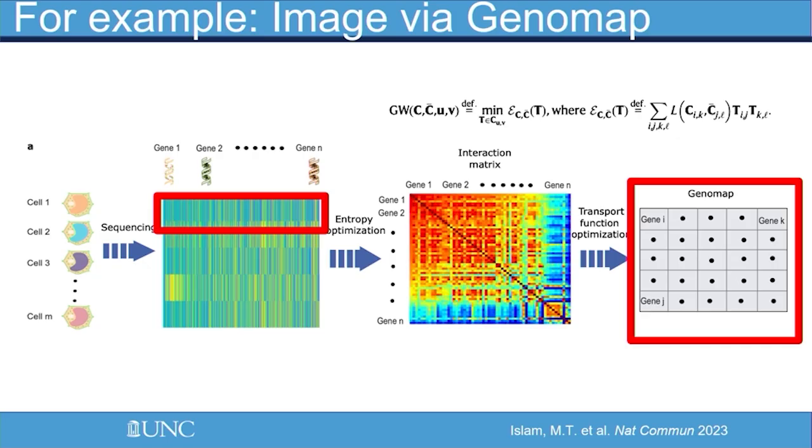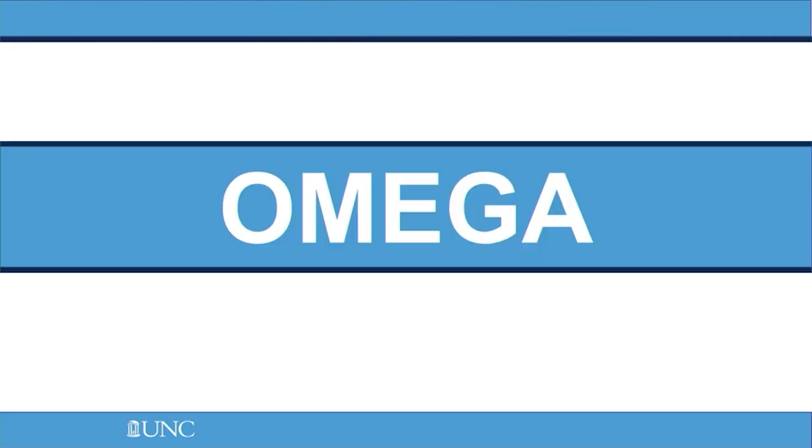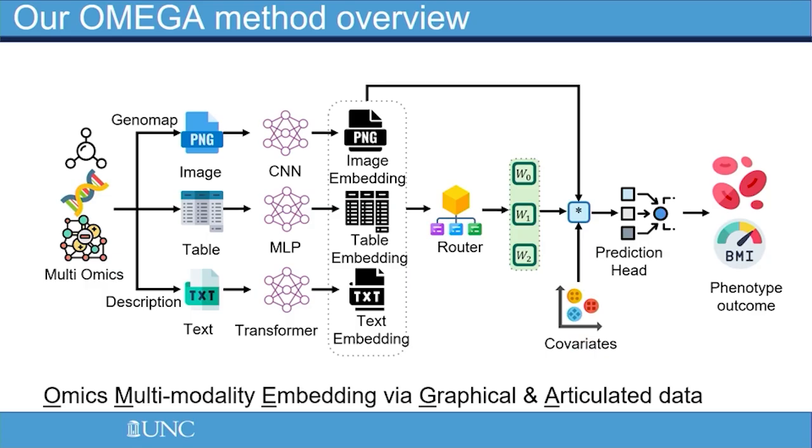So basically we take this approach and you can apply the same rationale to omics data. So instead of having each cell as a row, you just have each sample as a row, right? So that's basically the motivation of our method called Omega, for omics multimodality. So the multimodality part: the table format, and I have already introduced you to the image modality, and then I will also introduce you to the text modality. So it's the multi-omics data converted into different modalities, and then we use different models to transform them into embeddings.